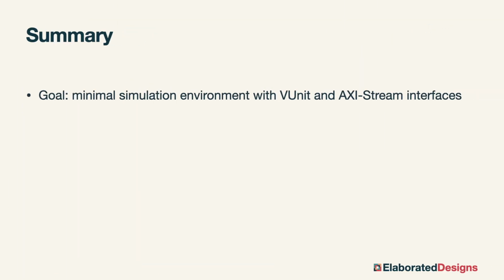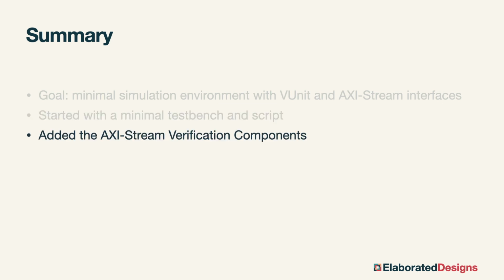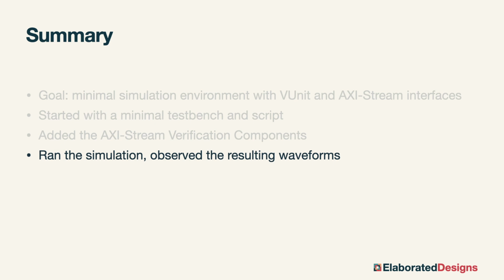In this video, we created a minimal simulation environment with VUnit that included driving and monitoring AXI-Stream interfaces. We started with a minimal VHDL test bench and a Python simulation script, which we used to create a bare-bones simulation. We then expanded the simulation script to include the VUnit verification components in our environment and added the logic required for instantiating, connecting, and using the verification components in our test bench. Finally, we ran our simulation and confirmed that our verification environment worked by inspecting the generated waveform.